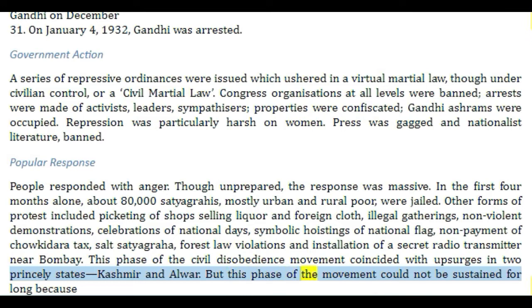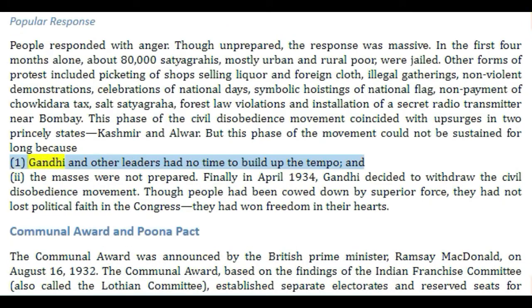But this phase of the movement could not be sustained for long because, 1. Gandhi and other leaders had no time to build up the tempo, and 2. The masses were not prepared. Finally, in April 1934, Gandhi decided to withdraw the civil disobedience movement. Though people had been cowed down by superior force, they had not lost political faith in the Congress; they had won freedom in their hearts.